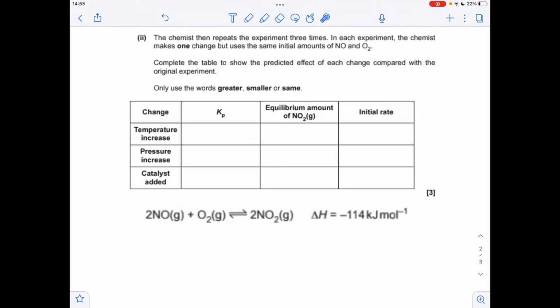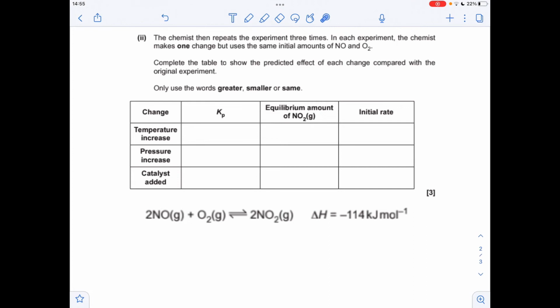And finally, the last part of the question where we've got to look at the effect of these changes on Kp, the equilibrium amount of NO2 and the initial rate. So we'll take temperature increase first. So we're looking at the sign for delta H. So the forward reaction's exothermic.